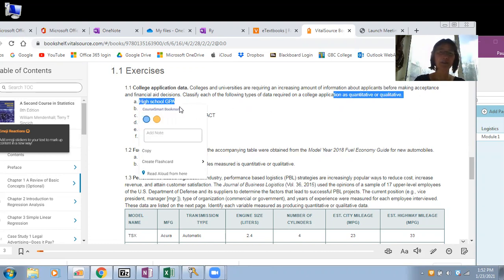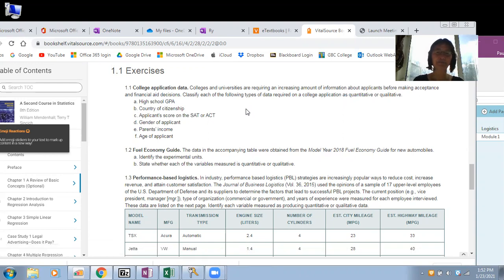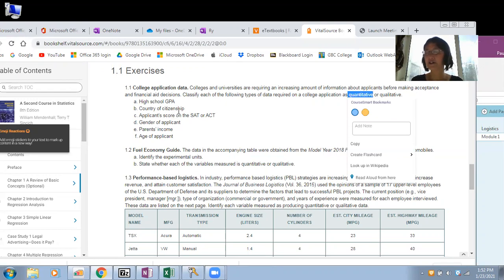So the first one, high school GPA. High school GPA usually is expressed by numeric values, for example, 4, 4.5, 3.7. So this is quantitative data. B, country of citizenship. Country of citizenship may be US, Canada, China, India, etc. So those are the names. Okay, it is qualitative data.